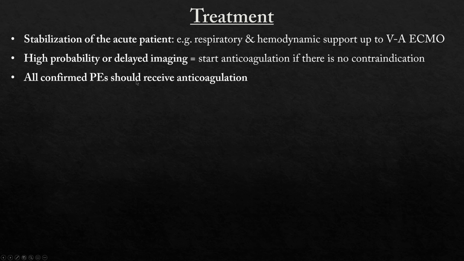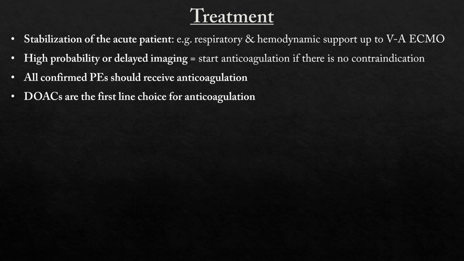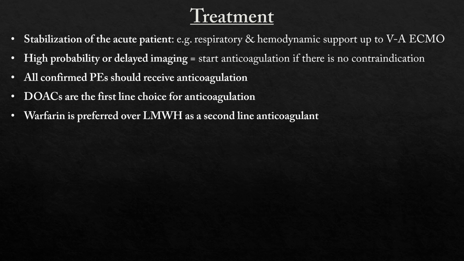All confirmed PEs should receive anticoagulation. This is a no-brainer. DOACs, direct oral anticoagulants, these are the new ones. They have become the first-line choice for anticoagulation. We used to say it's warfarin with bridging with heparin. Now, it's not. If this is a possibility, this is the first choice. DOACs, we're going to talk about this later. Now, warfarin is preferred over low molecular weight heparin as a second line.